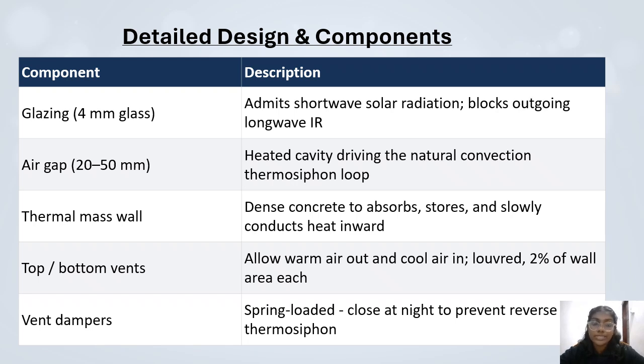A 50 mm air gap is maintained between the glazing and the wall. This spacing was optimized to improve natural convection airflow and heat transfer. High-density foam insulation is added around the frame edges to minimize unwanted heat losses. Each component plays an important role in improving the overall thermal efficiency and stability of the Trombe Wall system.